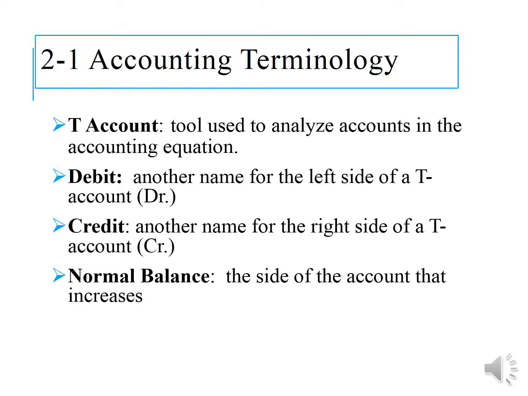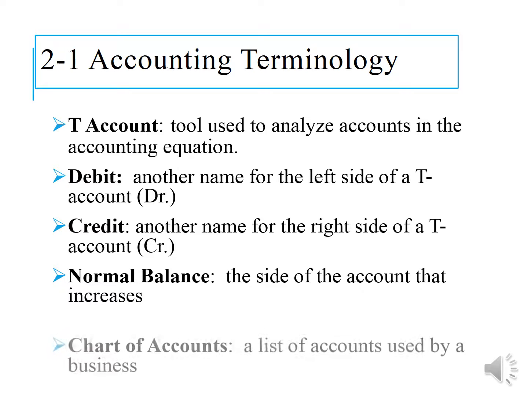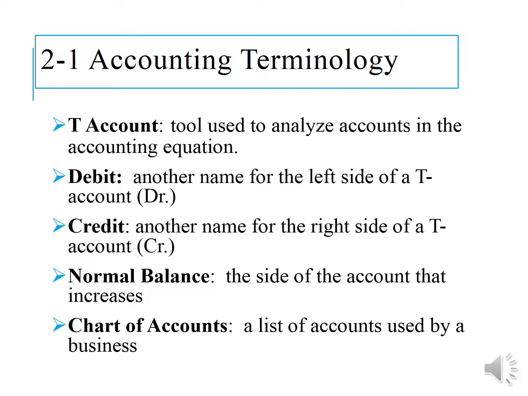The normal balance side of each account will be the increase side. The increase side is determined by where it falls underneath the accounting equation. A chart of accounts is a list of accounts used by a business. Charts of accounts may vary, but generally they are very similar for all businesses.